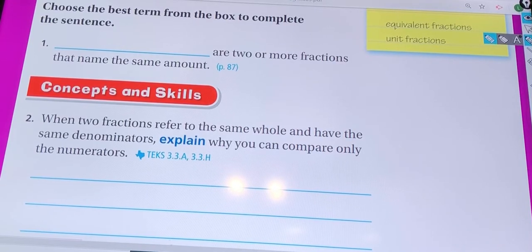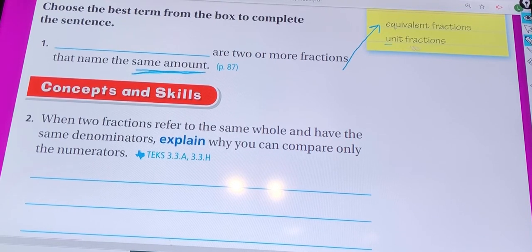Okay, third grade, here is your Module 3 assessment review. Blank are two or more fractions that name the same amount. So there is your clue: same, equal, equivalent. So equivalent fractions name the same amount.